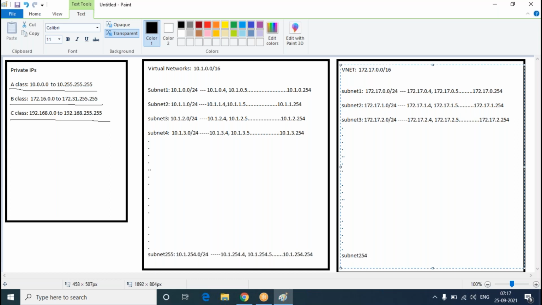Let me write this last one. 172.17.254.0/24. We will see everything in detail, guys. Not to worry. I'll not go fast. Yesterday I think I was a little fast, which is fine. The intention is that you need to understand. It's not the intention to finish the course anyway. Let's go slow only. Right.